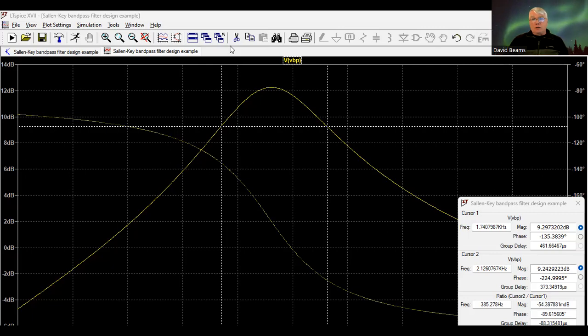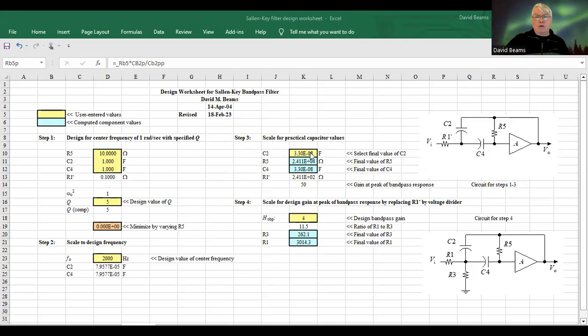But the spreadsheet gives us the ability to try other scenarios. We can change the capacitor values. The spreadsheet will automatically update the resistor values, and maybe we can find a combination that will fall closer to standard values. So let's try that. Here, what I've done is I've changed C2 from 0.01 microfarad to 0.033 microfarad, which is a commonly available standard value. And in so doing, that produced new values of R5 of 24.1K and 24K as a standard value. It's produced a value of R1 of 3.014K, 3K is a standard value, and R3, 262 ohms, 270 ohms is a standard value. Let's try this combination and see how it performs.